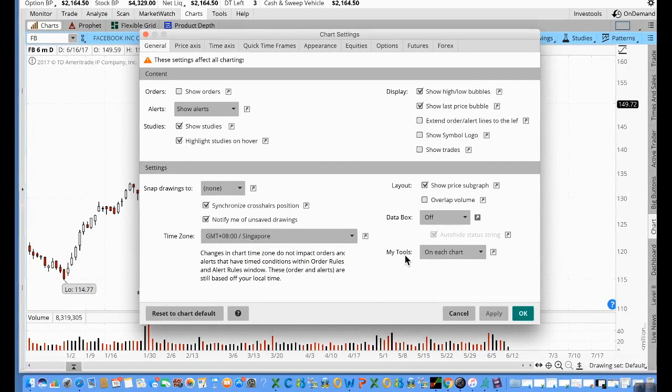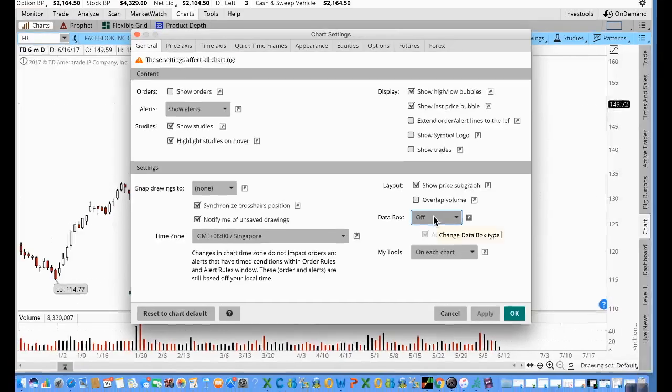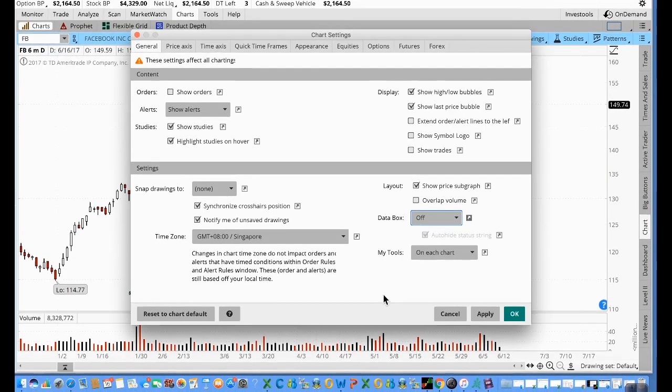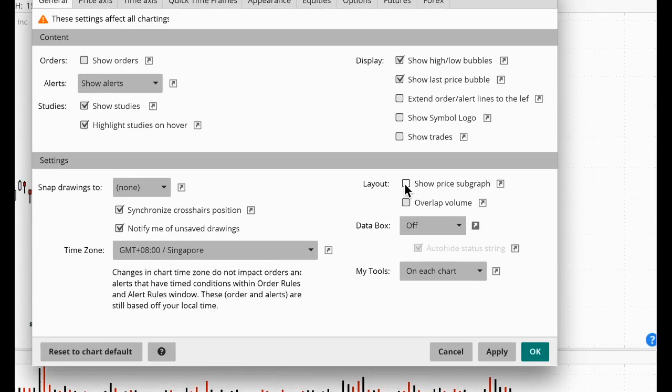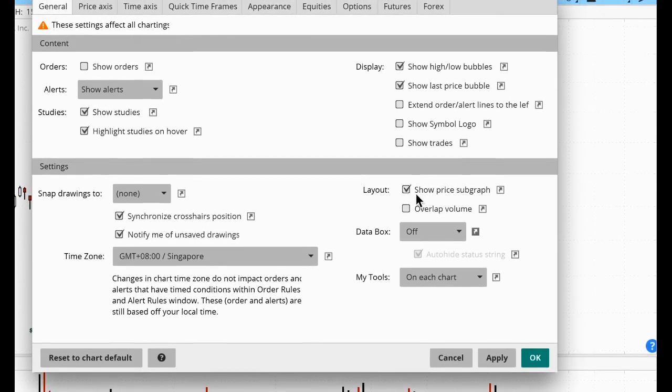All right. Data box, I prefer to leave it off, but you can turn it on if you want to. I just like it to be off because I like to see the data, which is the open, high, low, and close price on the upper top of the chart, which I'll show you in a while. But if you like it to sit in a data box, you can choose floating or fixed. So I like to keep it off. If you want to see volume bars, you can click this. If you do not want volume bars, you can uncheck it.